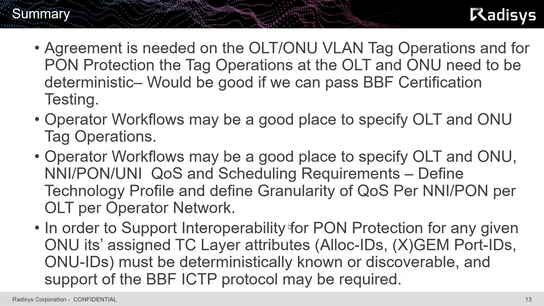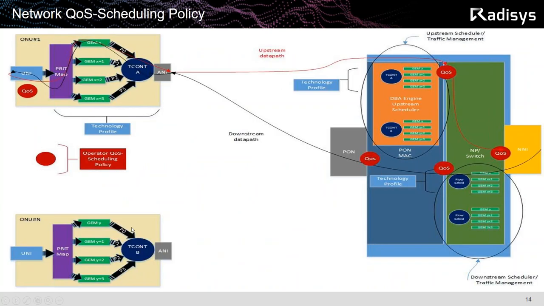And so in order to support interoperability for PON protection, for any given node, its assigned TC layer attributes must be deterministically known or discoverable, and maybe support the ICTP protocol as well, depending on the solution that we're looking for. And this is just a picture showing that, so different points of QoS and where the technology profile applies. So that's just my presentation around why we want to look at standards and interoperability testing and some of the issues around that that we need to deal with when we look at PON protection scenarios.